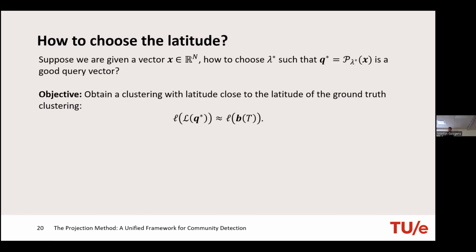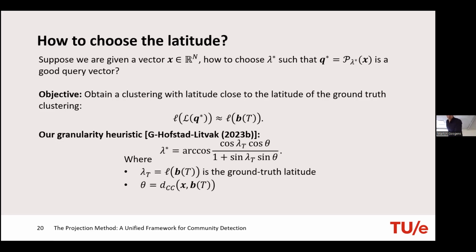So we're assuming that we have some generative model that generates graphs and community structure, and we want to decide which latitude we should choose so that the detected communities will be of the same granularity as the true communities. And so we came up with the following formula. It's a very general formula that seems to work in many ways, but it's a heuristic, so we don't have a full proof of why it works, but it seems to work often.